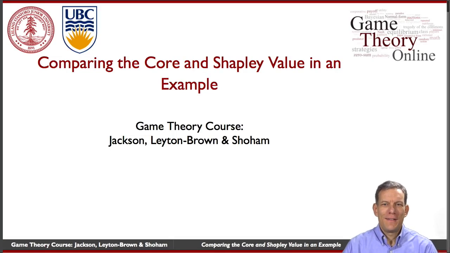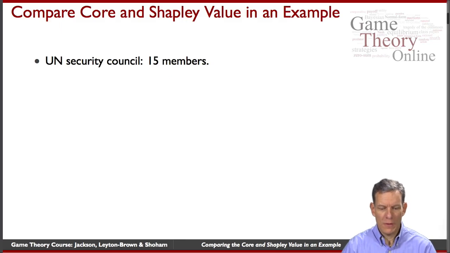Hi folks, it's Matt again, and what we're going to do now is wrap up our discussion of coalitional games and allocating value among a set of individuals, and we're going to do so by looking at a particular example where we can do some comparison, say, of the core and the Shapley value and see exactly what's going on. So let's look at a very interesting one.